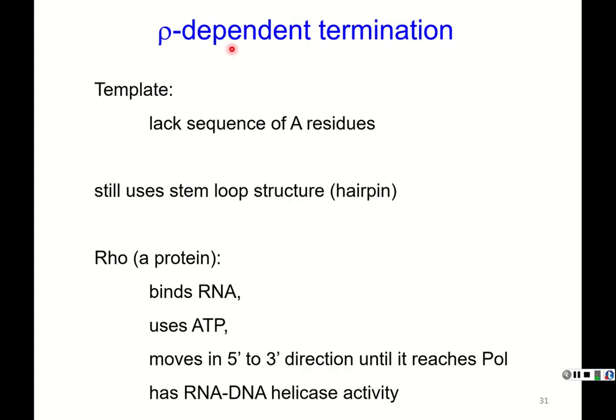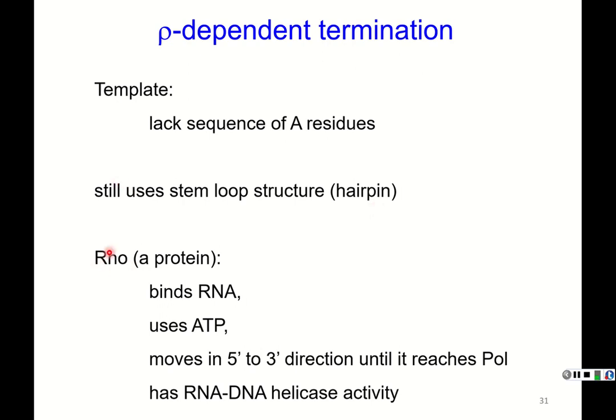The Rho-dependent termination may be a little bit more complicated just because it involves an extra protein. The template here lacks the sequence of A residues, so that becomes less important than what we saw in that last slide in the Rho-independent termination. You still use this stem loop structure, that hairpin, that's still found in this Rho-dependent termination.